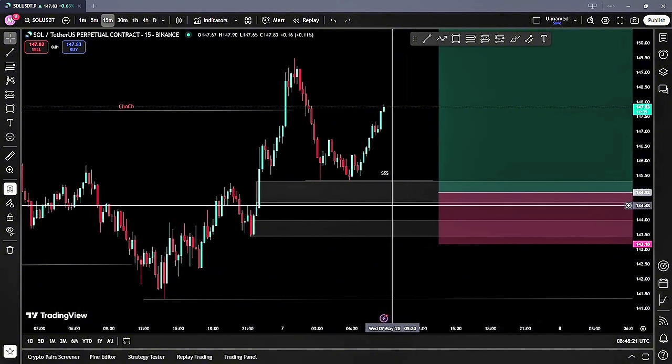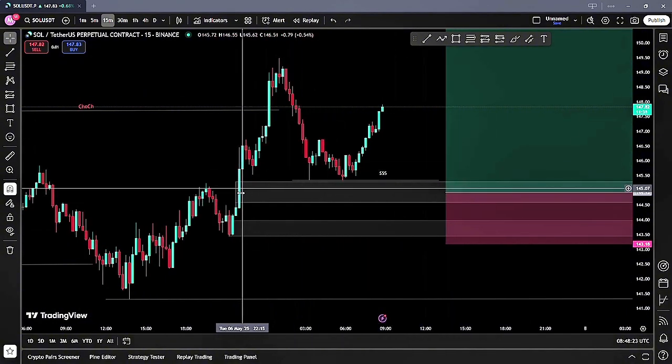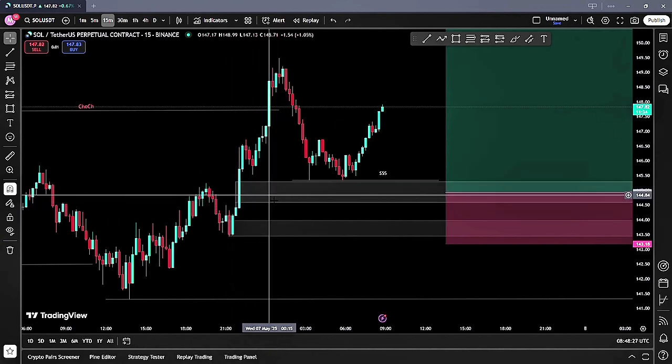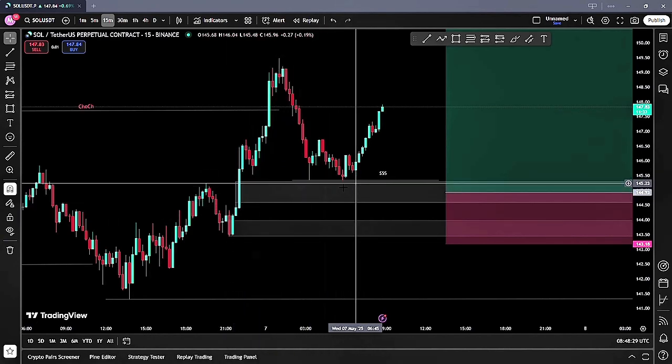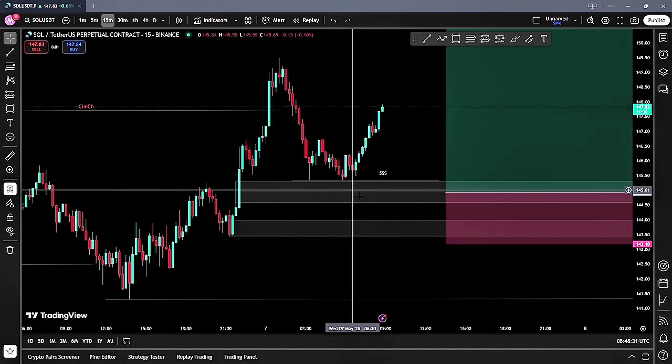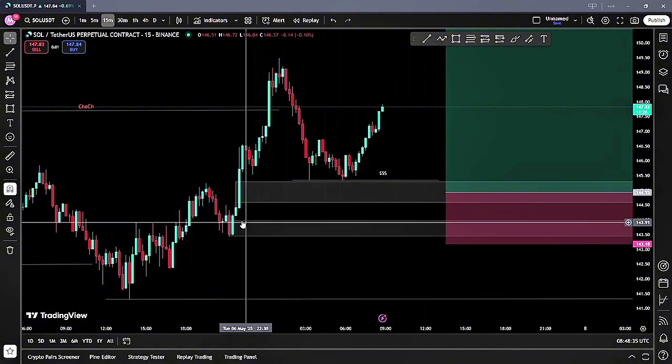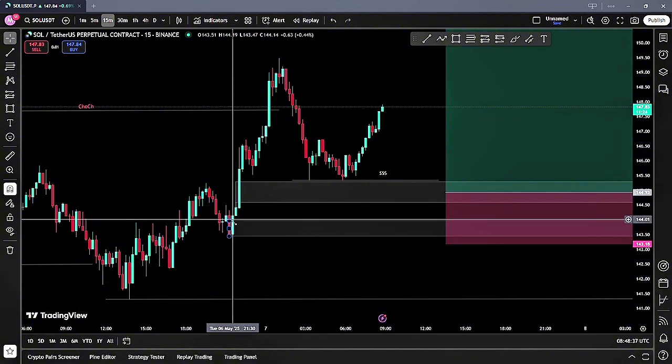So now where is our entry? We are having this gap here, and then above the gap we're having liquidity created around here, which makes this gap a very valid entry. But we also have this other block. So which of them are we going to choose for our entry?